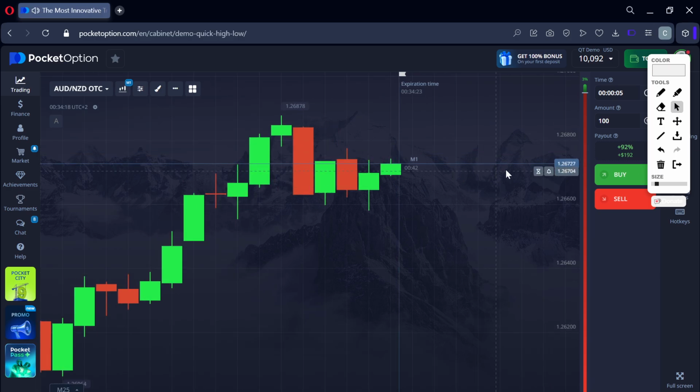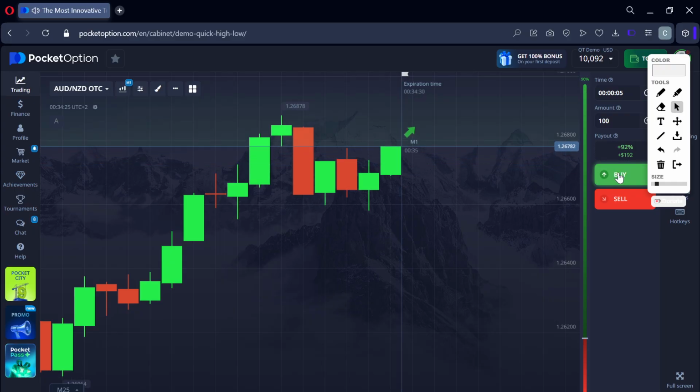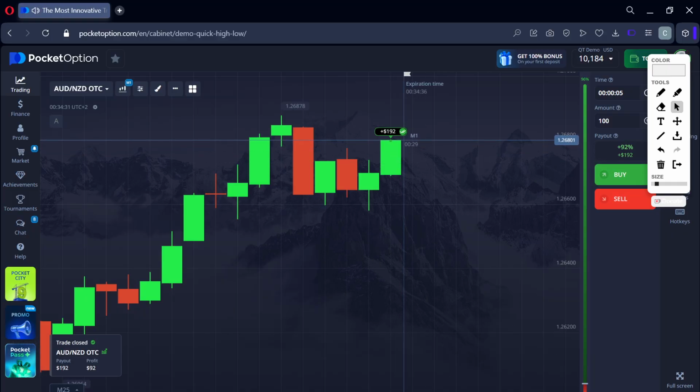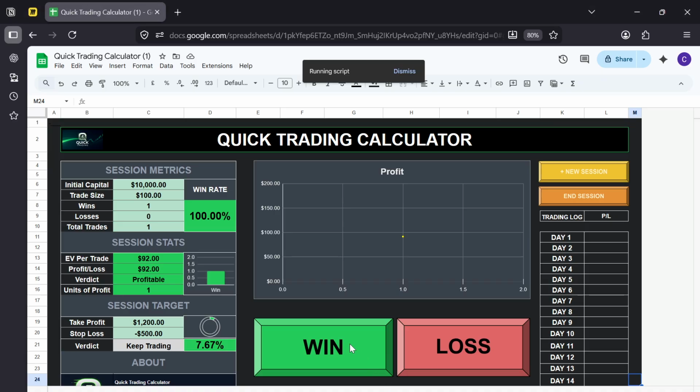So how do we do that? Well, we wait for it to possibly even create a new high, right? Because we did say, there we go, there's a brand new high. Now we need a retracement. There we go, there's our retracement. What do we do? We take a buy to the upside, let the trade play out, and once again, another win, right? So we're going to add that win over there.